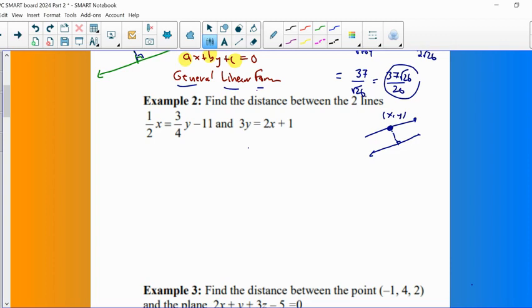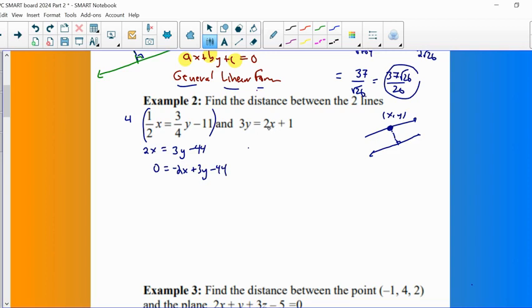It doesn't look like they're parallel simply because we don't have them in the same format, but they are. If you want to double check, you could simplify that first equation. I think I'd clear it by multiplying by 4. So I could see that's 2x equals 3y minus 44. And if we put that in general linear form just to see, negative 2x plus 3y minus 44 equals 0.